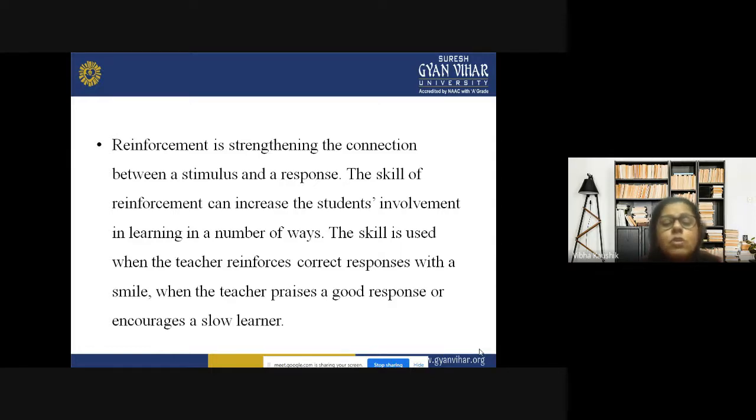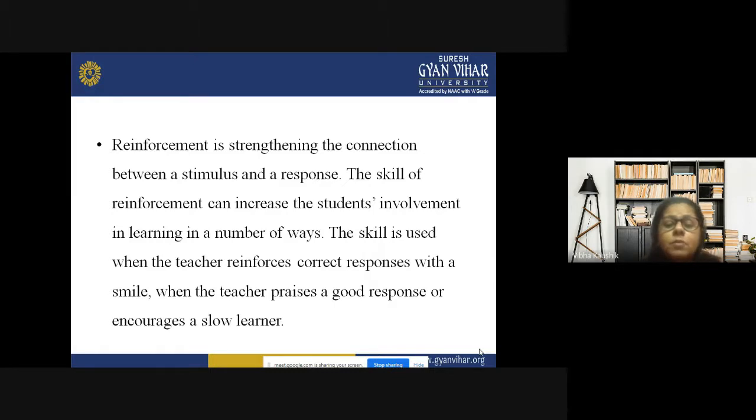The skill is used when the teacher reinforces correct responses. For example, I have given a simple task to the learner, and the reinforcement which I am using is well done, excellent. It should be according to the reinforcement by the teacher. Correct responses with a smile. Give a smile to the students, saying that it's a correct response that has been given to you. It's the correct answer that was asked from you.